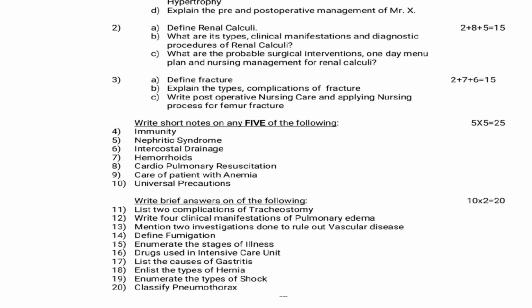14th question, define fumigation. 15th question, enumerate the stages of illness. 16th question, drugs used in intensive care unit. 17th question, list the causes of gastritis.